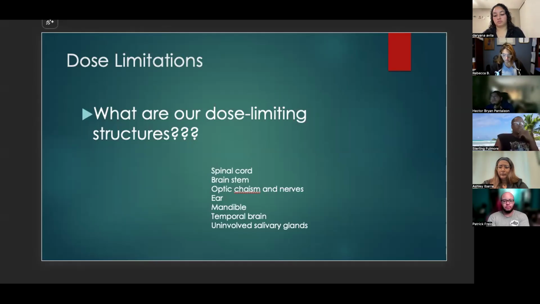If we can move the head a little bit, if the head should be up, if we should push the shoulders up or down, doing another CT to make sure these are really good treatments in the linear accelerator is worth it for these, because we have a lot of dose limiting structures on head and necks: spinal cords, brain stems, optic chiasms, nerves, the ear, the mandible, the brain, salivary glands, the uninvolved salivary gland. All these make an impact on somebody's quality of life. So it's a bigger reward if we do a good job for these people long term.